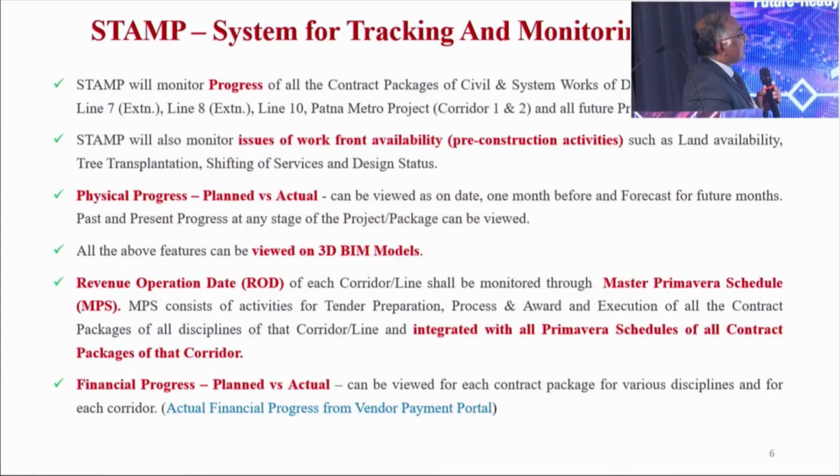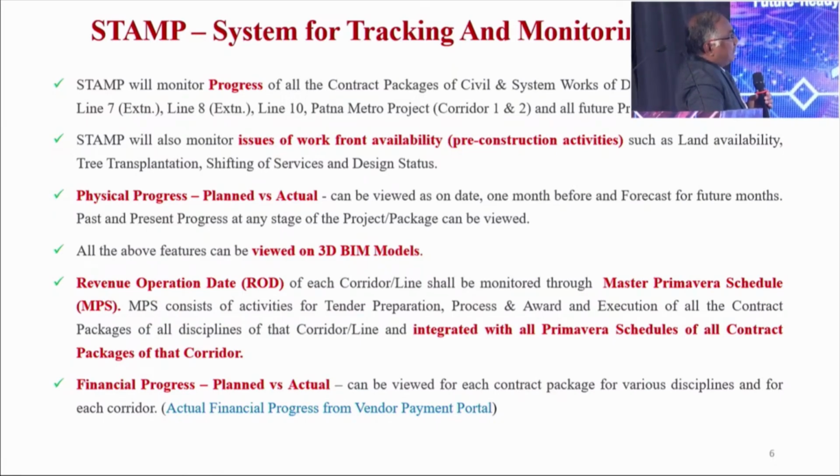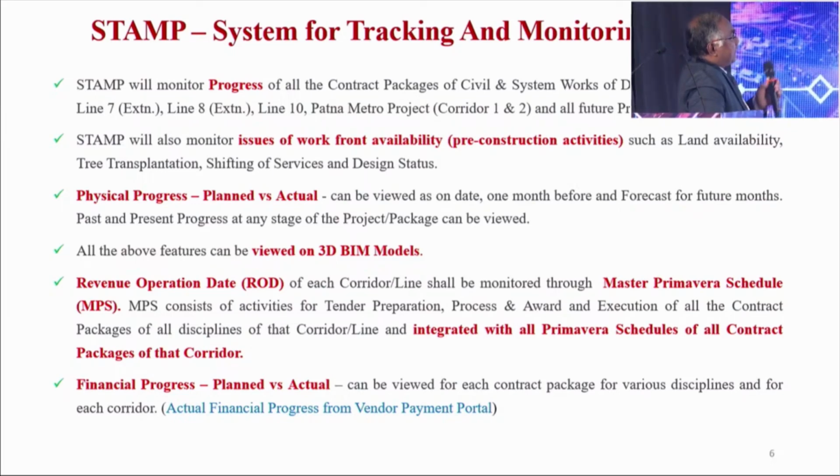So this is about STAMP, the System for Tracking and Monitoring Projects. As I mentioned earlier, for anyone monitoring a corridor, the revenue operation date is very important, even for the organization, for the government which has sanctioned it, as well as for the customers who are going to use that facility. So we started monitoring everything right from the tender stage to final completion, corridor wise. That is 3 corridors in Delhi and 2 corridors in Patna.